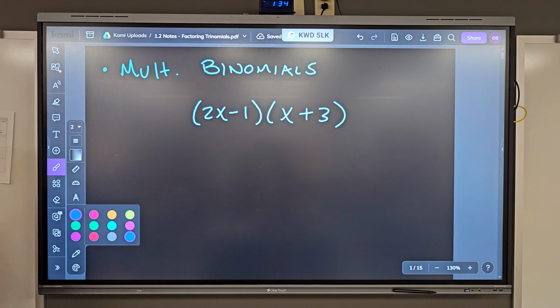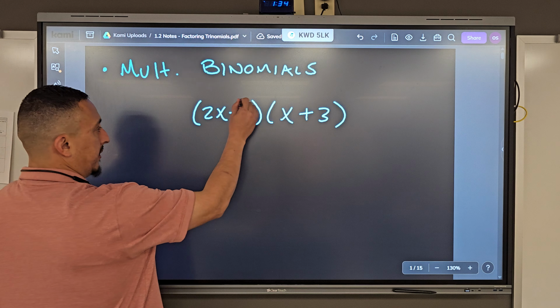Your teacher might have taught you something called FOIL. If you don't know what I'm talking about, then she didn't teach you that. Okay? If you did, you would recognize that word. I don't teach FOIL that way because it doesn't work with bigger problems. FOIL only works with like little problems. Okay? So the way I teach you is like this.